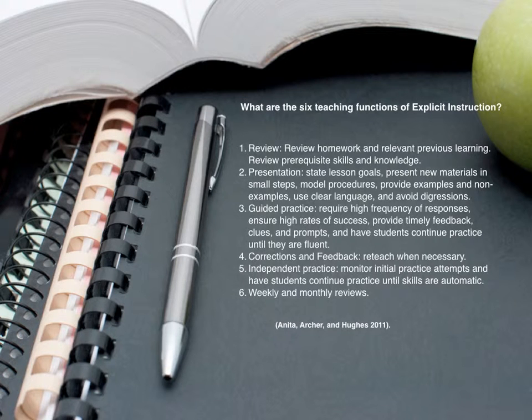What are the 6 teaching functions of explicit instruction? The 6 are review, presentation, guided practice, corrections and feedback, independent practice, and weekly and monthly reviews. Reviewing is simply reviewing concepts that are going to be built upon in the following lesson, providing them with the necessary scaffolds and prior information necessary to be successful.